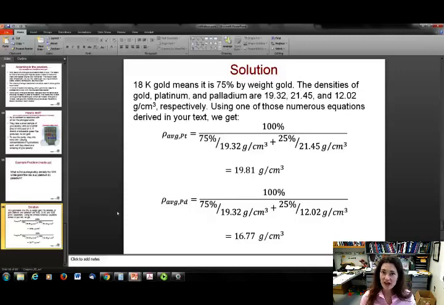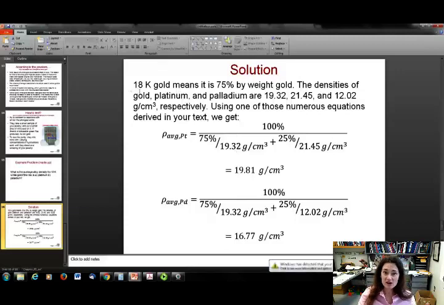So the formula for the average density for a two-component mixture is: the average density is equal to 100% divided by the percent by weight of material 1 divided by material 1's density, plus the percent of material 2 divided by material 2's density. So in that formula for my average density, I'm going to plug in my values for the gold and for the platinum and the palladium.